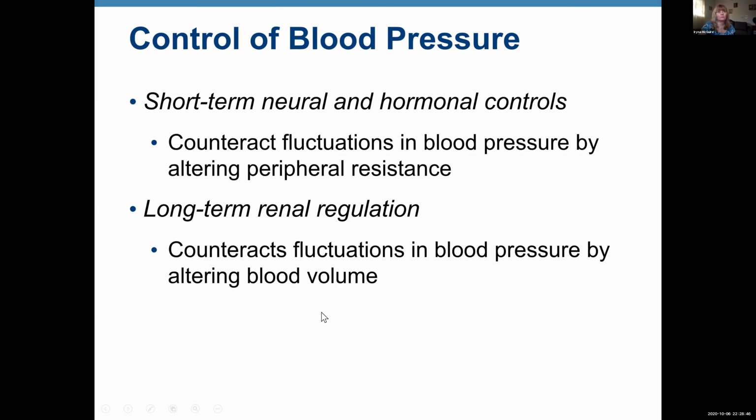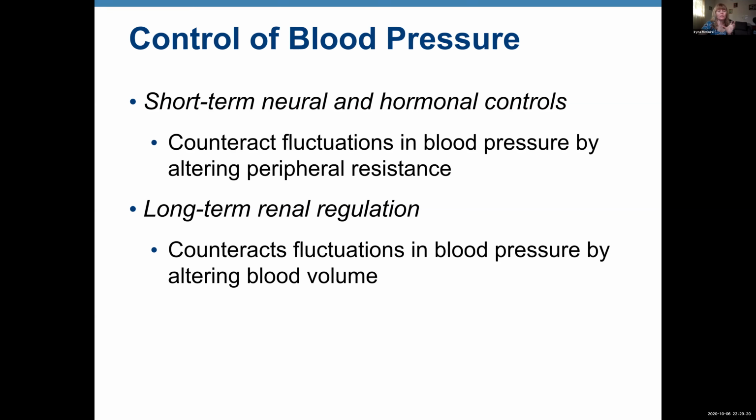Now, that's why we need to control it. So how do we control blood pressure? We have short-term control and long-term control, or regulation. So let's call it regulation: short-term regulation and long-term regulation. This is how we control blood pressure. Short-term regulation can be neural and hormonal. Either your nervous system or your endocrine system is going to regulate it. And long-term regulation is renal regulation, so your kidneys will regulate it.